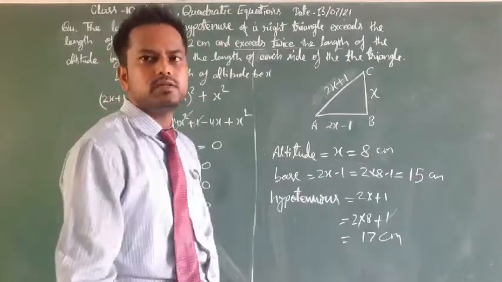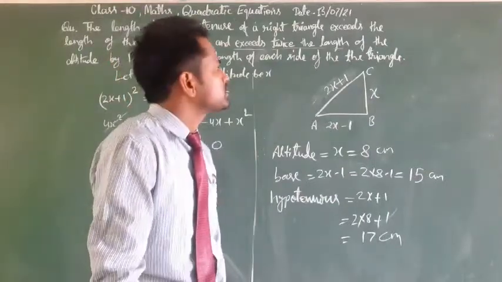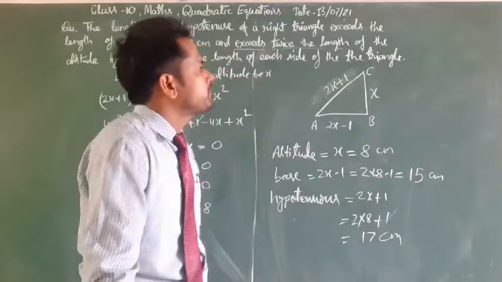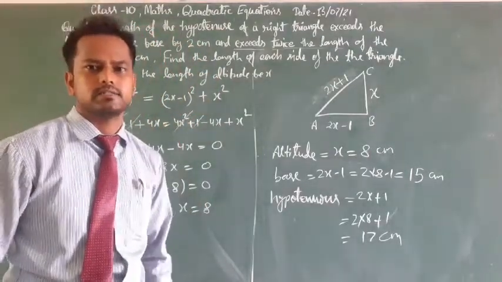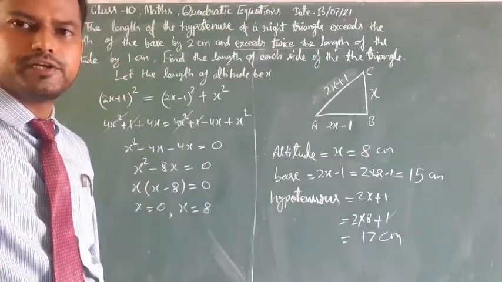The hypotenuse exceeds twice the length of the altitude by 1. Got it? So that will be your answer. Pause the video and note it down.